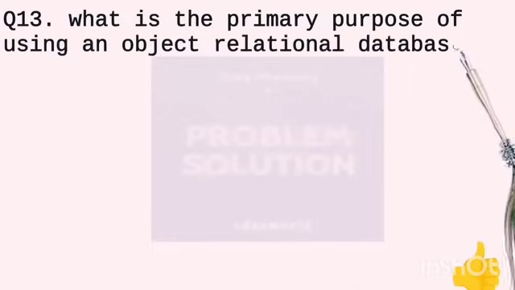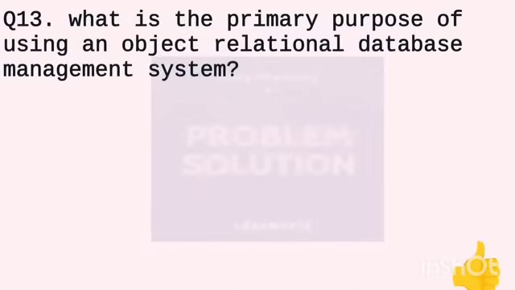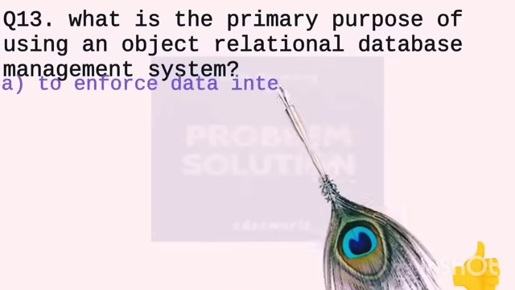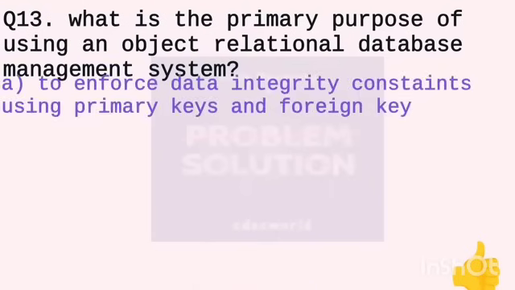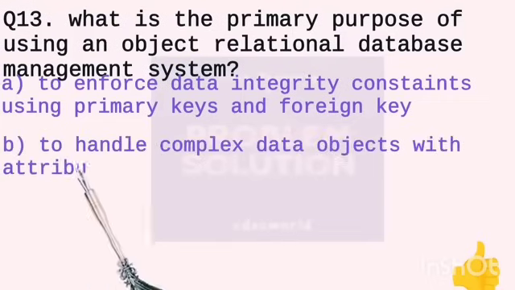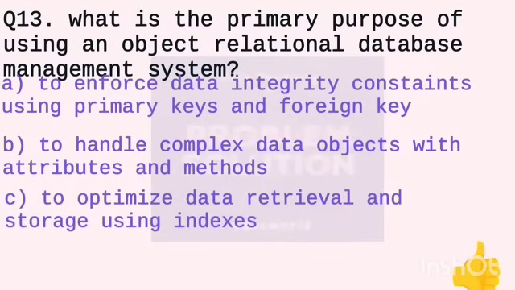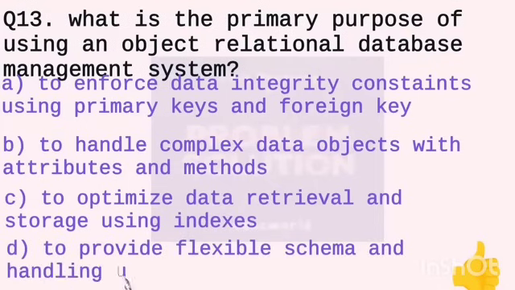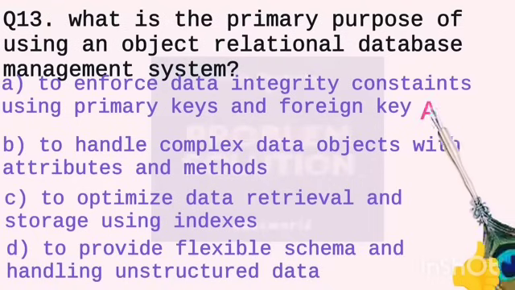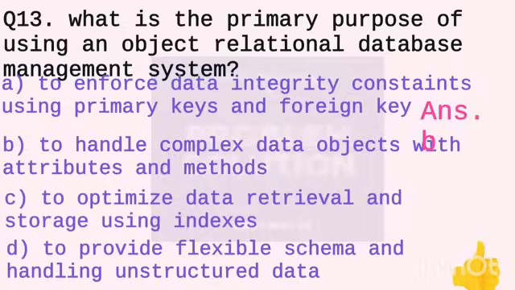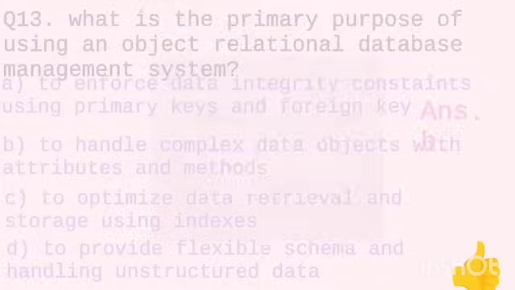Query number 13. What is the primary purpose of using an object relational database management system? Option A. To enforce data integrity constraints using primary key and foreign key. Option B. To handle complex data objects with attributes and methods. Option C. To optimize data retrieval and storage using indexes. Option D. To provide flexible schema and handle unstructured data. And the answer is B. To handle complex data objects with attributes and methods.